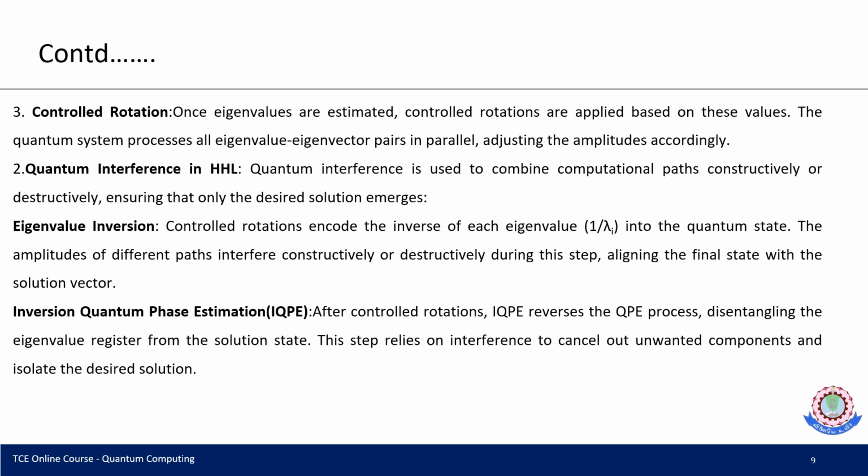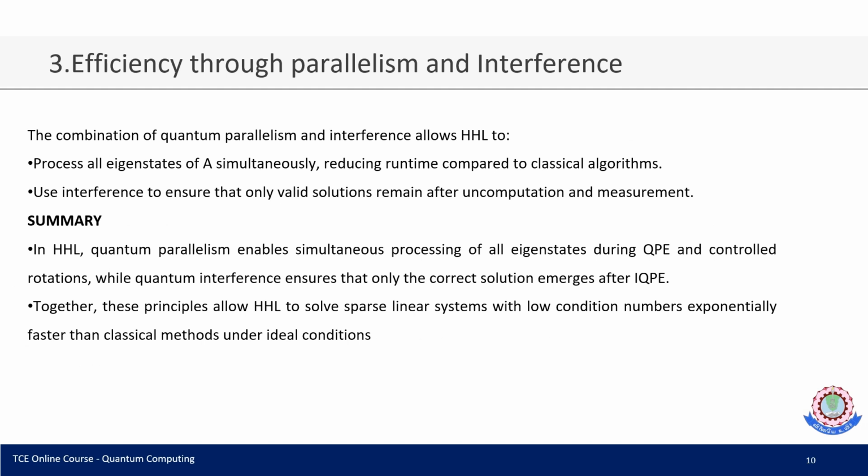The next thing is eigenvalue inversion. Controlled rotation encodes the inverse of the eigenvalues into the quantum state. The amplitudes of the different paths interfere constructively and destructively during this step. And finally, we calculate the inverse quantum phase estimation, IQPE, after controlled rotation. IQPE reverses the QPE process, and we can use interference to eliminate the unwanted components within the isolated solution. So, efficiency through parallelism and interference.